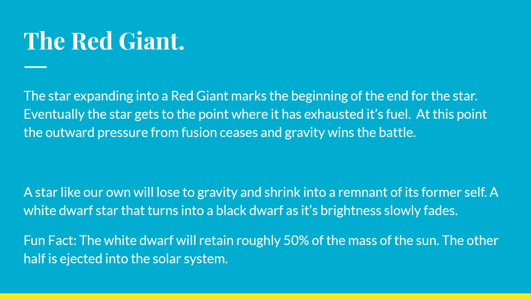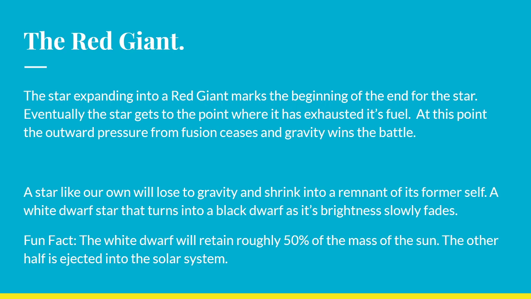Now the red giant will eventually start to run out of helium to fuse. The outward pressure no longer is keeping the star upright, and the gravity wins the battle. Well, maybe the star will start to fuse carbon and oxygen. It turns out that for most main sequence stars like our own sun, there just isn't enough mass to fuse the carbon and oxygen together.